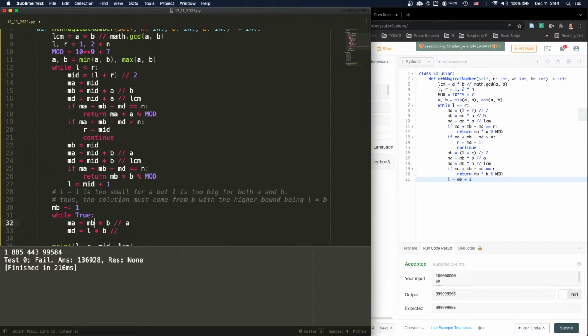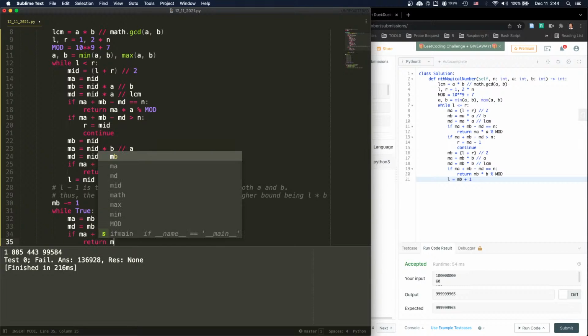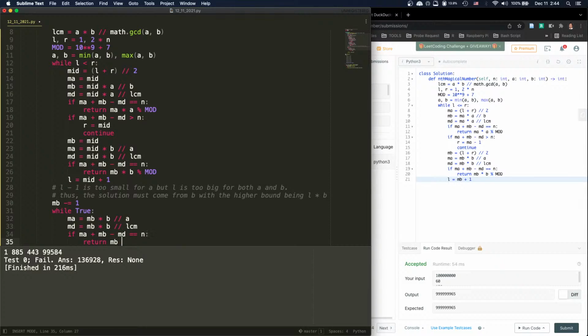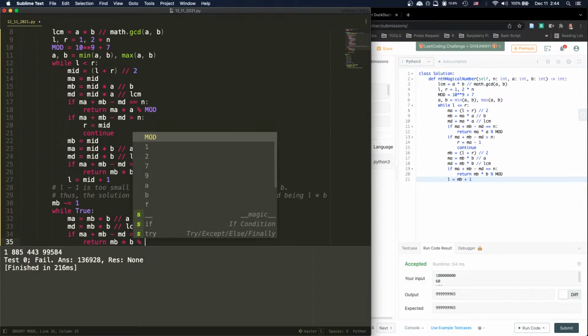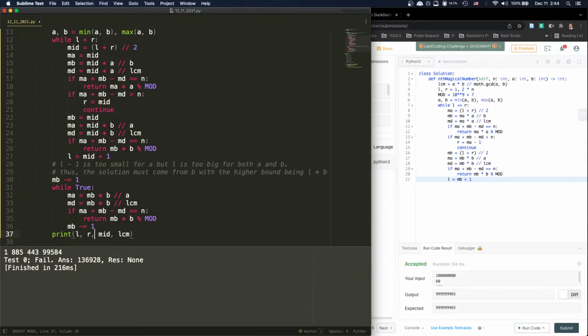MB divided by LCM. And we say if MA plus MB minus MD is equal to N, then we break. Now the return MB times B mod, right? Otherwise, MB minus equal 1. So we just search.